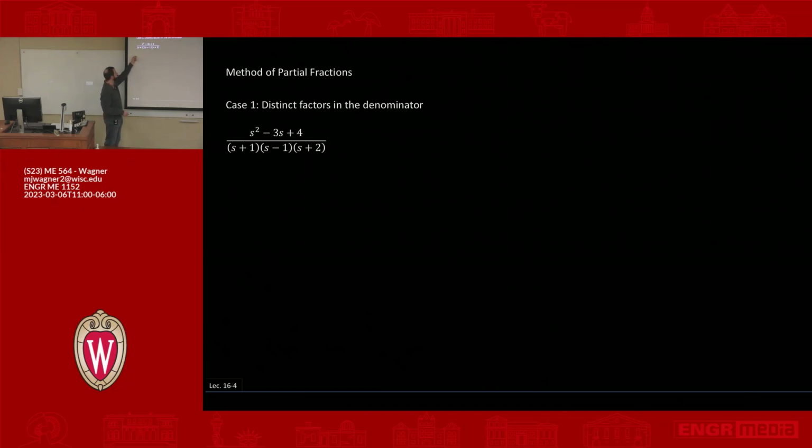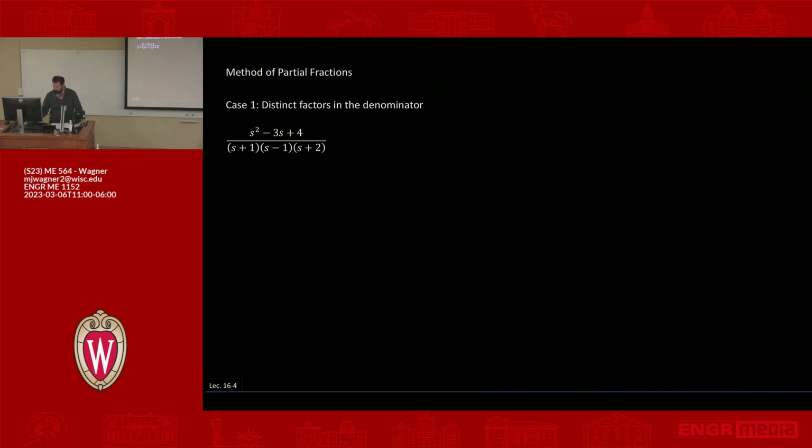What you want to do is figure out little chunks you can put in. So you might want to put in something over s plus 1, something else over s minus 1, something else over s plus 2. So you need to use the method of partial fractions to solve this type of problem, to get it to pieces that you can put in. So let's review what that is and go through a quick example.